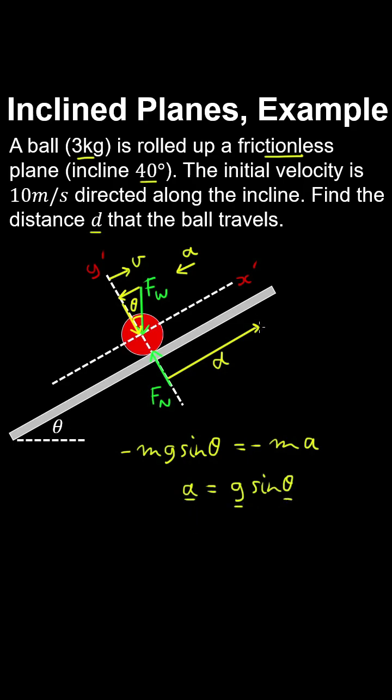And to find the distance, well, we know the initial velocity, we know the final velocity when the ball stops is 0, so we can use the following kinematic equation, given the acceleration is constant. Now find the distance by substituting the known values, and post your answer in the comments.